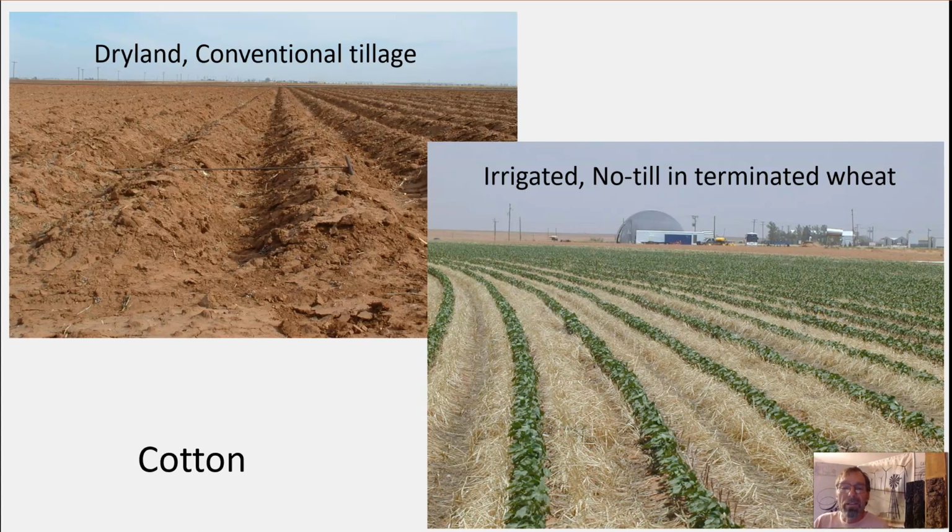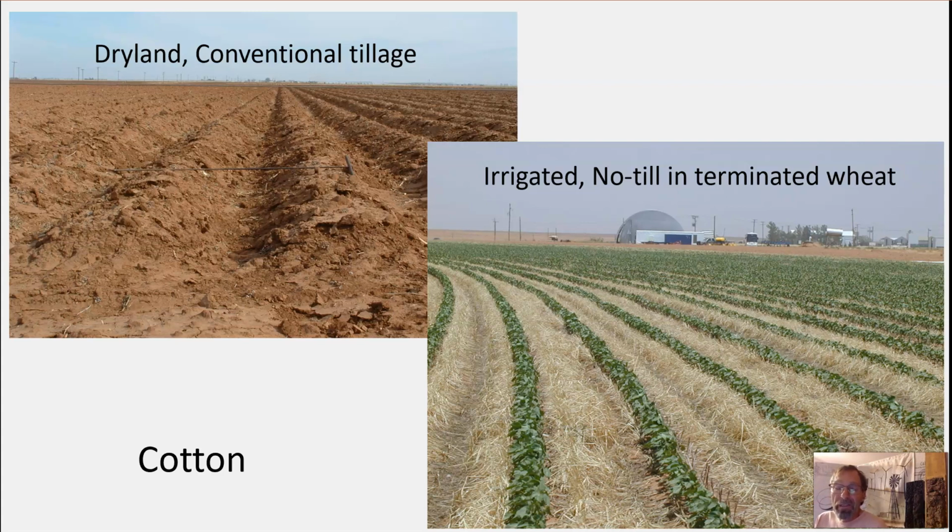So contrast. On the left, dry land, cotton, conventional tillage, and then on the right, irrigated cotton in a no-till system into terminated wheat. So on the left, these rows are about 40 inches apart. Very poor surface soil condition, a lot of crusting. And then on the right, took irrigation to do it in this region. This is Big Spring, Texas.